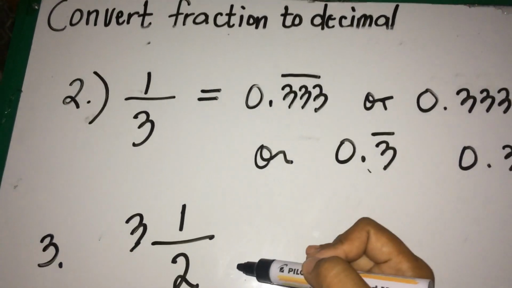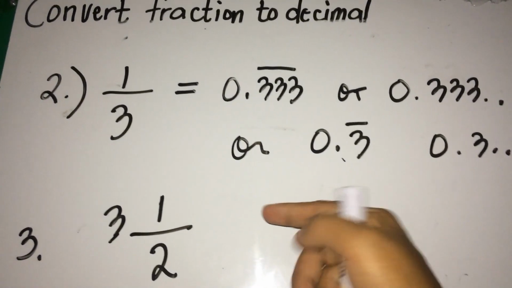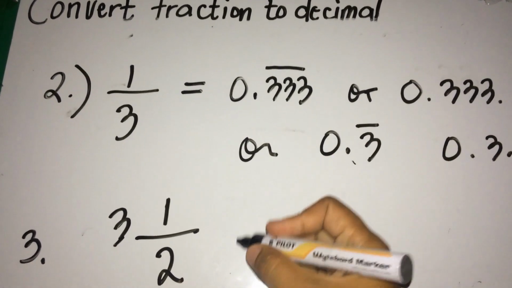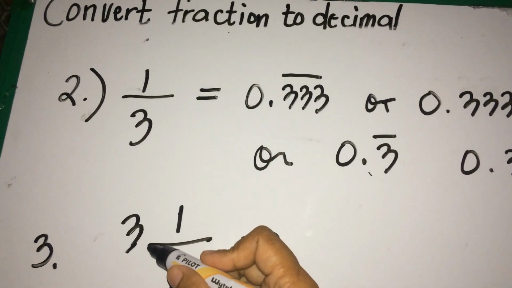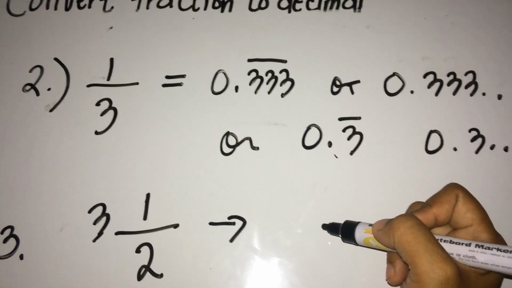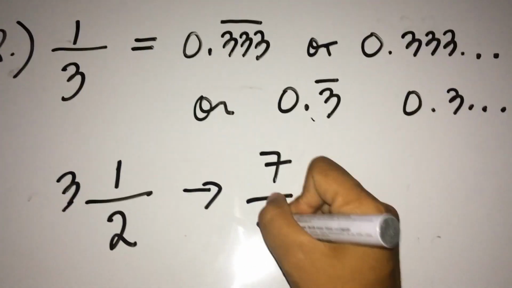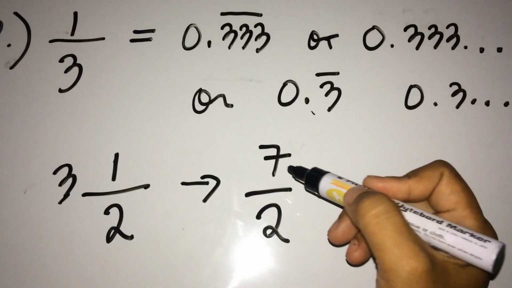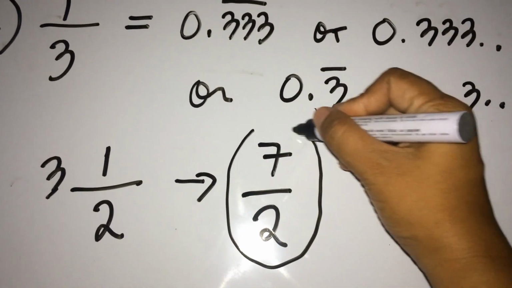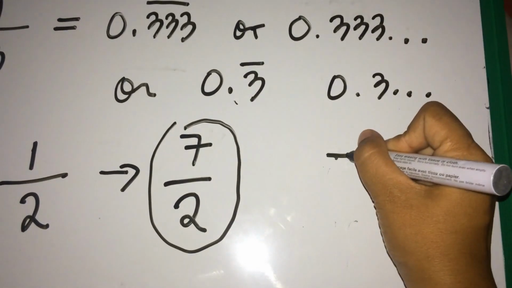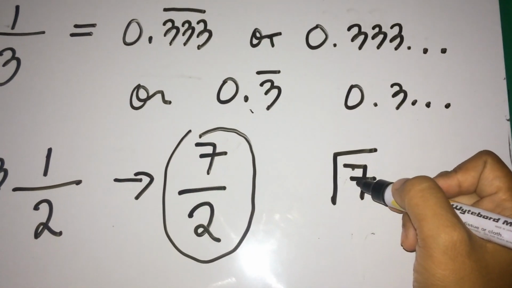How do we convert a mixed number into a decimal? There are two common ways to convert this one to a decimal. First is by converting this first into an improper fraction. What is 3 and 1/2 as an improper fraction? So let's convert. 2 times 3, 6 plus 1, 7 over 2. So 3 and 1/2 as an improper fraction is 7 over 2. Since it's already a single fraction, we can now apply the division process, just like what we did previously, which is we're going to divide 7 by 2.